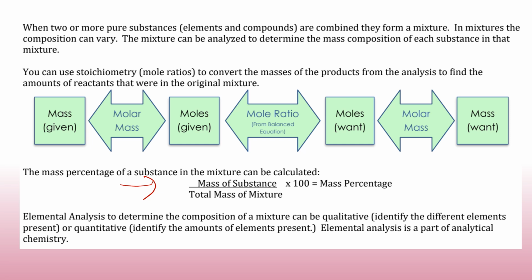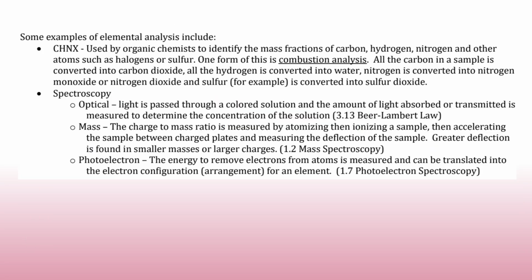Elemental analysis to determine the composition of a mixture can be qualitative, to identify the different elements present, or quantitative, the amount of elements present. Some examples of elemental analysis: CHNX, used by organic chemists to find the mass of, so notice the letters here, carbon, hydrogen, nitrogen, and other random elements such as halogens or sulfur.